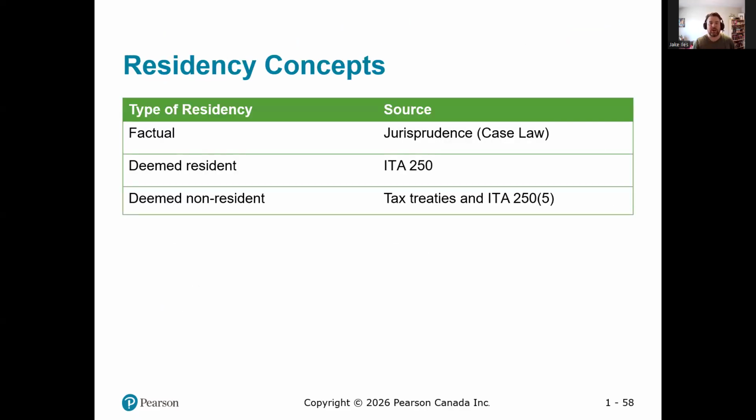Okay, so talking about those rules, do we want to be a resident? Do we want to be a non-resident? Generally, if I live here or if all of my income's Canadian, I want to be considered a resident so I can get access to all the credits. But if I live somewhere else and have other sources of income, then maybe I just want the Canadian income taxed here, and so I want to be a non-resident.